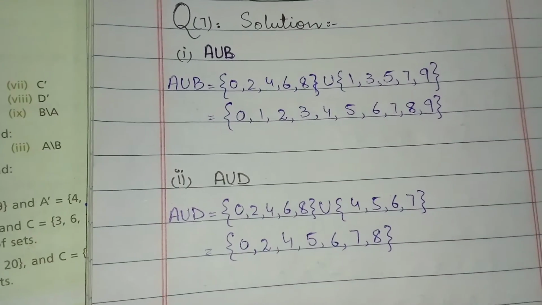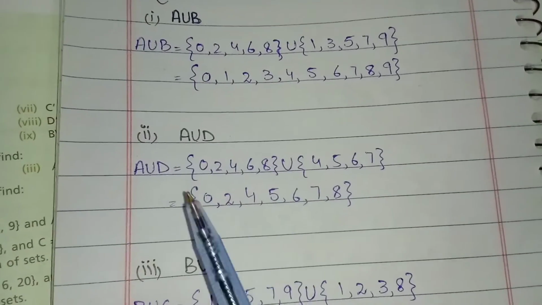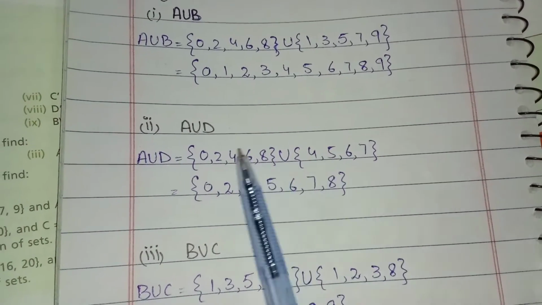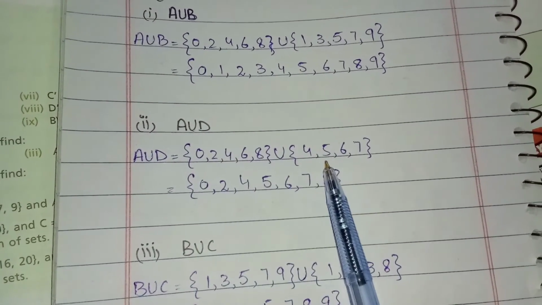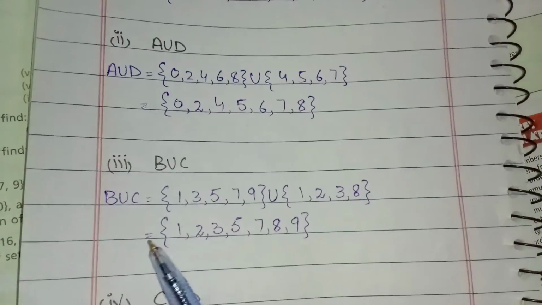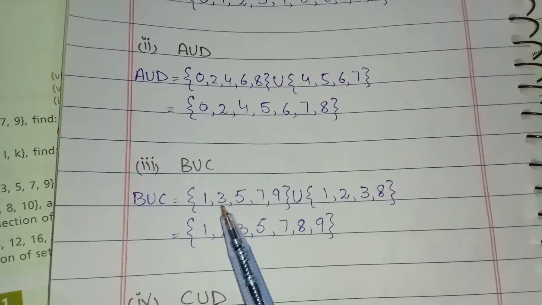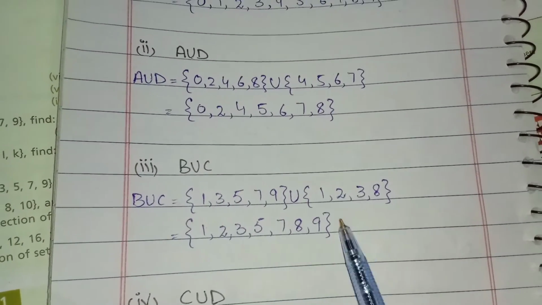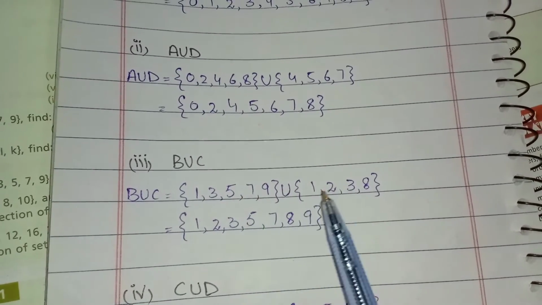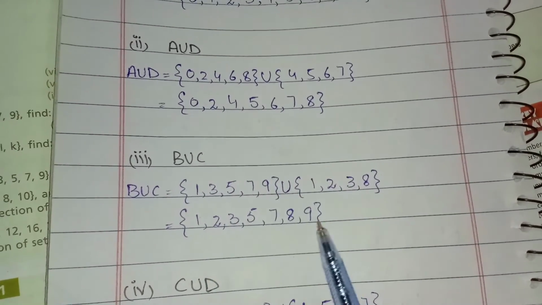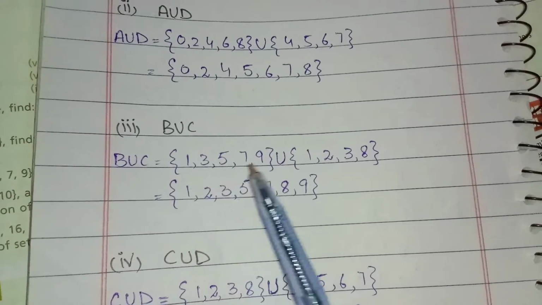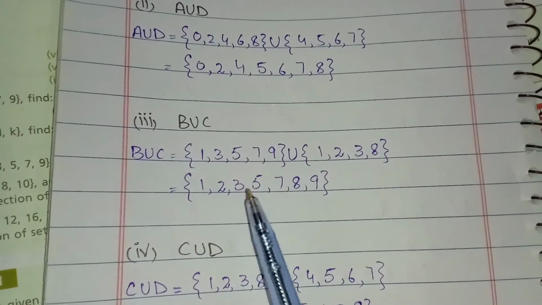Now we move to part number 2, A union D. A is equal to 0, 2, 4, 6, 8 union D is equal to 4, 5, 6, 7. So all the elements which are contained in the set A and in the set D are written here: 0, 2, 4, 5, 6, 7, 8. Now, in the same way, B union C. B is 1, 3, 5, 7, 9, union C is 1, 2, 3, 8. So 1, 2, 3, 5, 7, 8 and 9 are the union of B and C. Those elements which are contained in both the sets are written once.